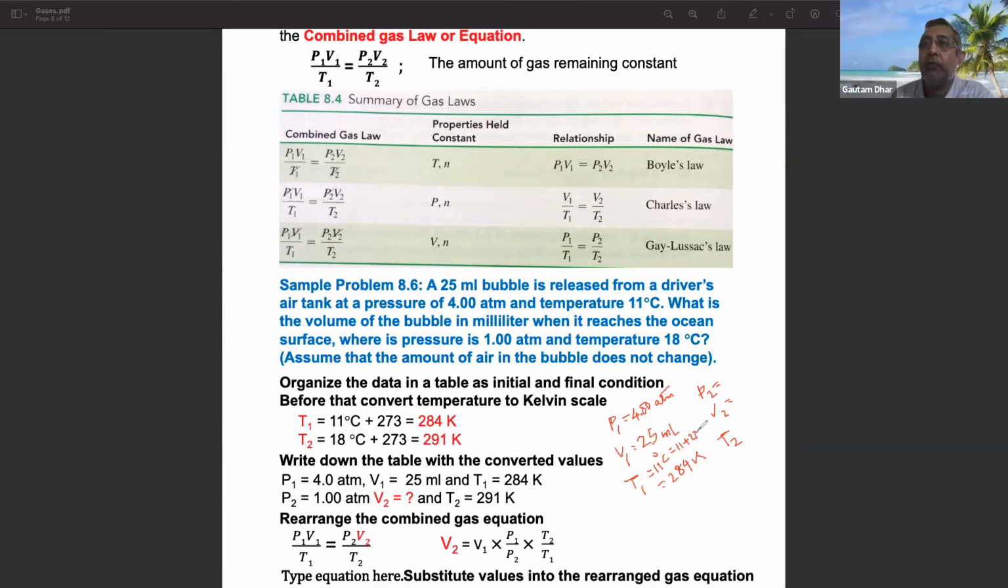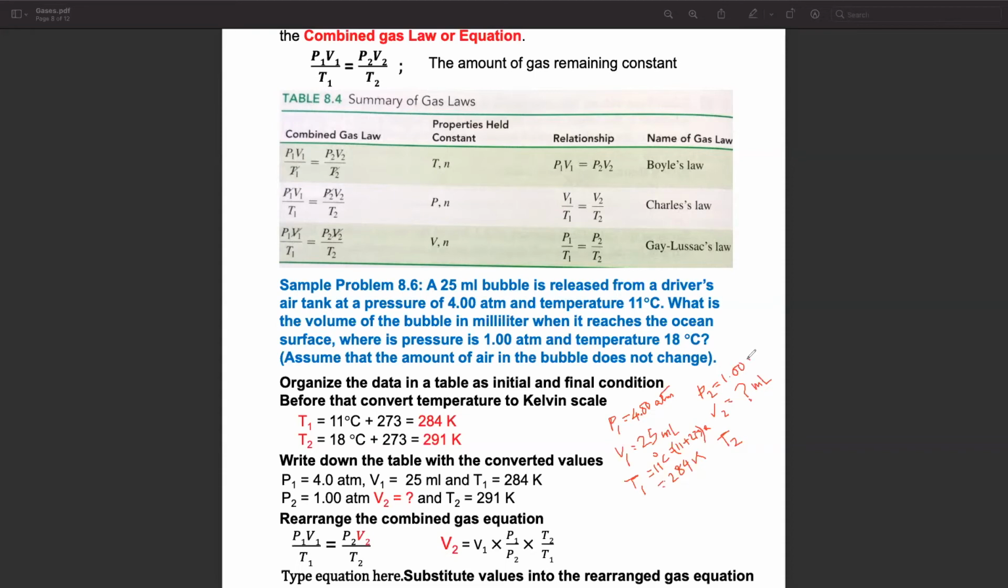I'm writing with one finger on my iPad, so that's why it's taking time. Now for state 2, what is the volume of the gas bubble in milliliter? So V2 in milliliter is unknown. When it reaches the ocean surface, the pressure is 1.00 atm and the temperature is 18 degrees centigrade, plus 273, which is 291 Kelvin.